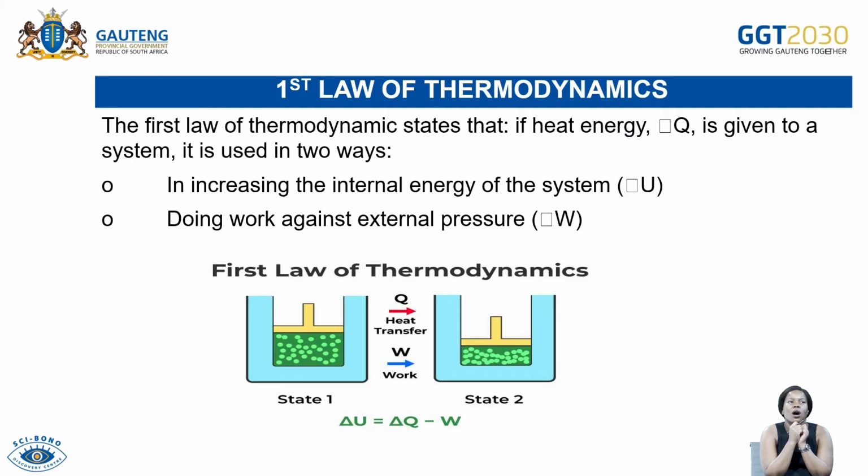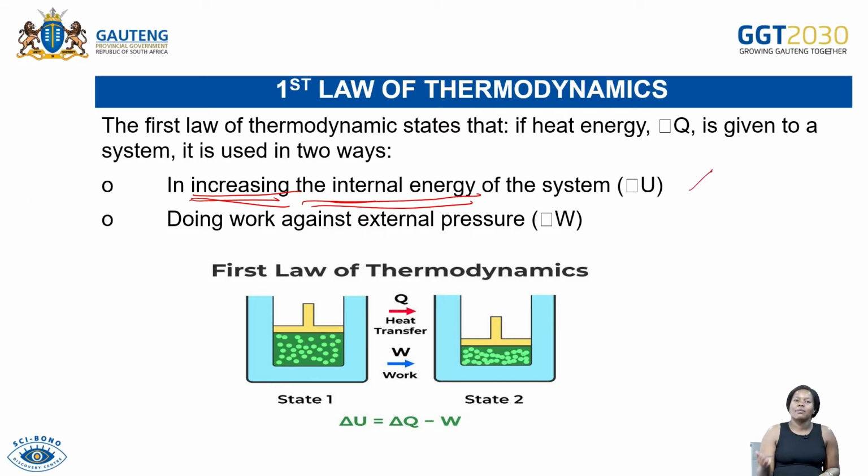So how will the system inside this pot use the energy that is being given to it? It can use it by increasing the internal energy of the system, which is very important to notice. Why are we saying we are increasing? Because as this system absorbs the energy from the stove, it is increasing the energy of the water inside it. Hence we say it increases the internal energy of the system.